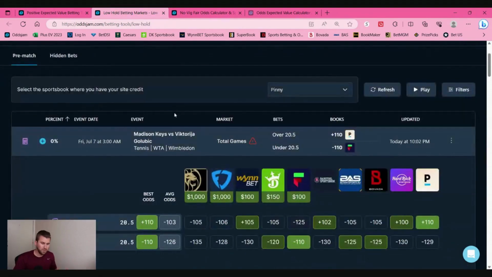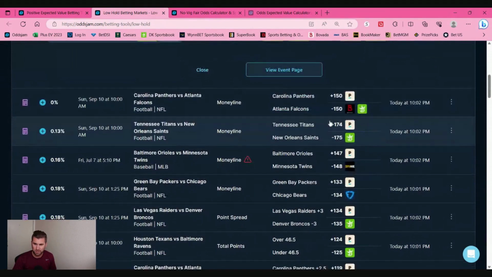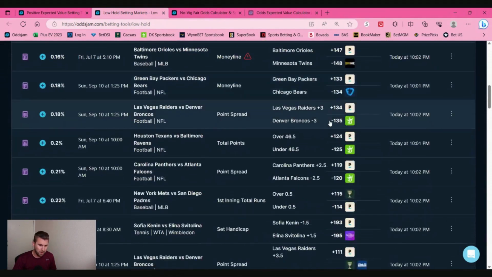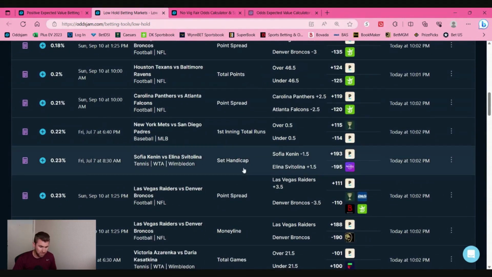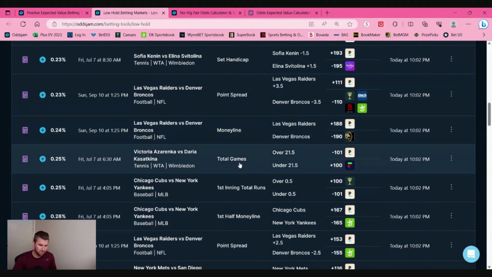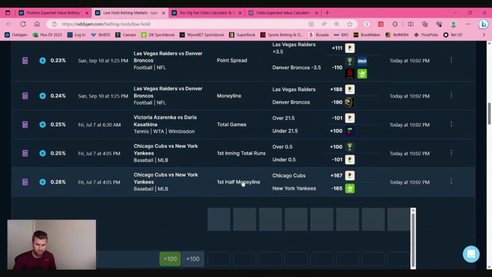So the first thing that you want to do is grab Pinnacle's odds. Now, what I love to use the low holds page for is mainline plays. You see there's some NFL plays out there, which are ridiculous. I'm not betting on those right now. But you see this Mets-Padres over-under game. There's a tennis match here for a set handicap. There's a lot of tennis games. And then, you know, a first half money line play with this Yankees-Cubs.